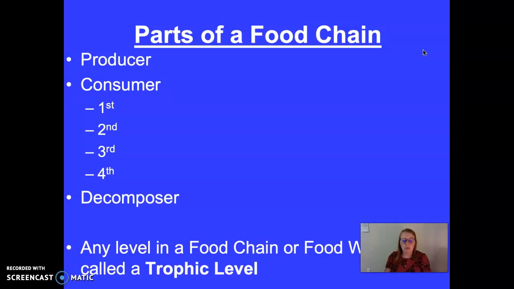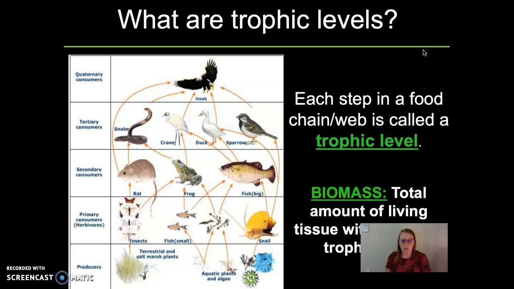Any level in the food chain or a food web is called a trophic level. Here are some examples of trophic levels. You also have your producers, your primary consumers, which are your herbivores, your secondary consumers, which are going to eat those primary consumers. Sometimes they even eat producers. Tertiary consumers, which are just carnivores for the most part. And then your quaternary consumers, which are all carnivores. They're only going to eat meat.